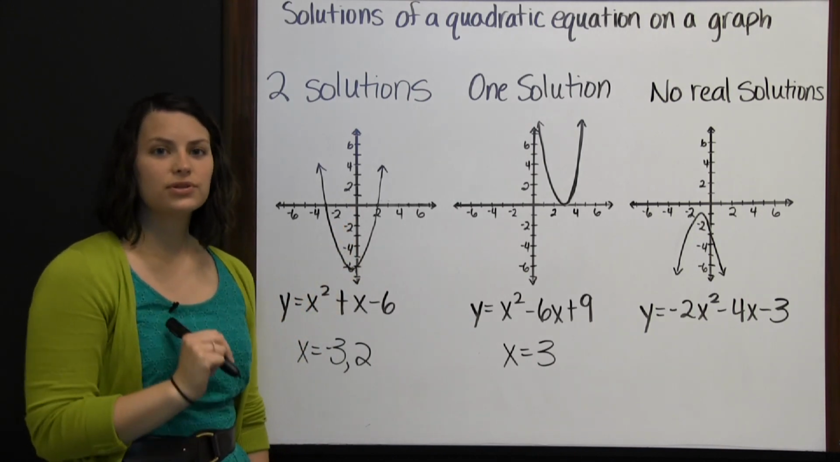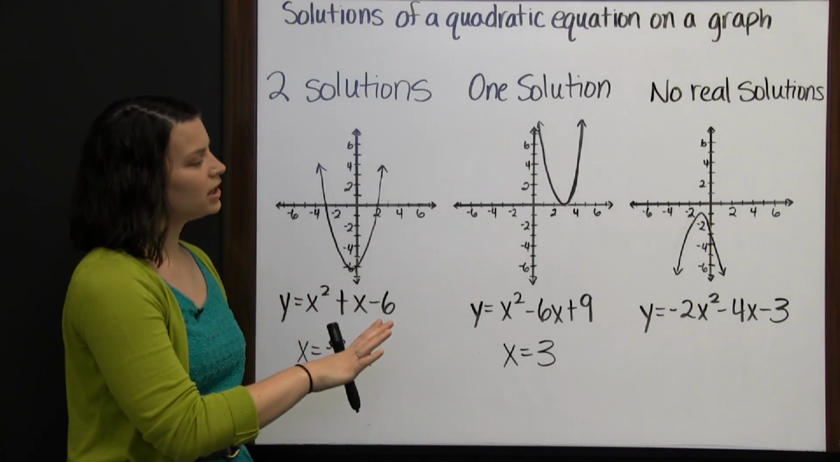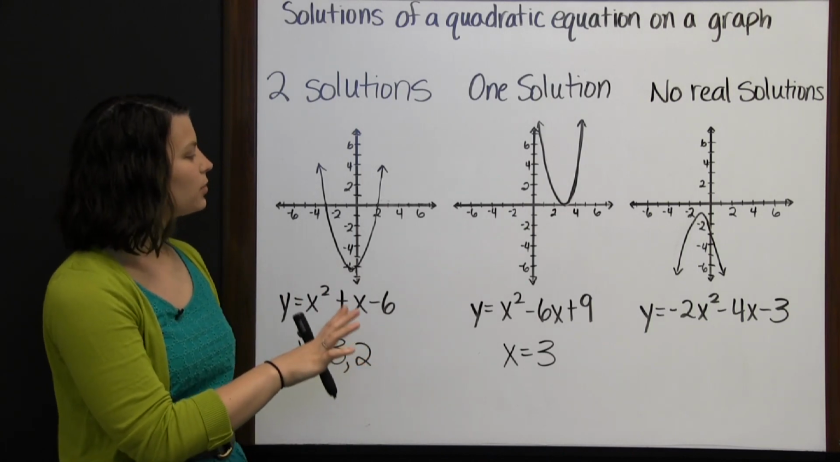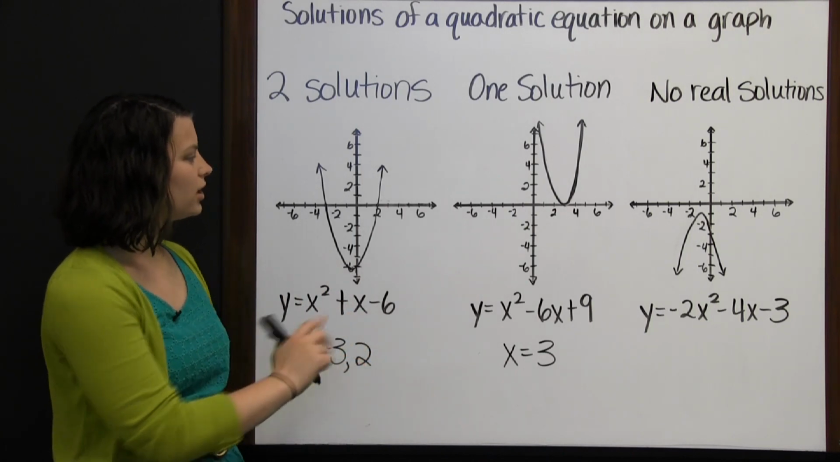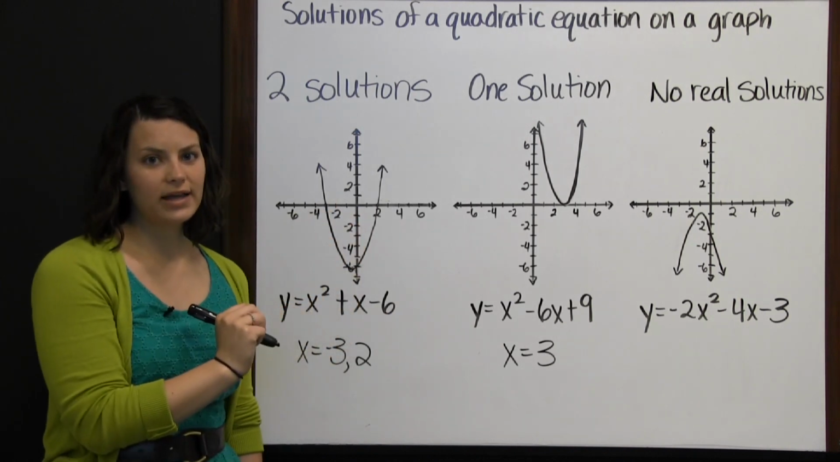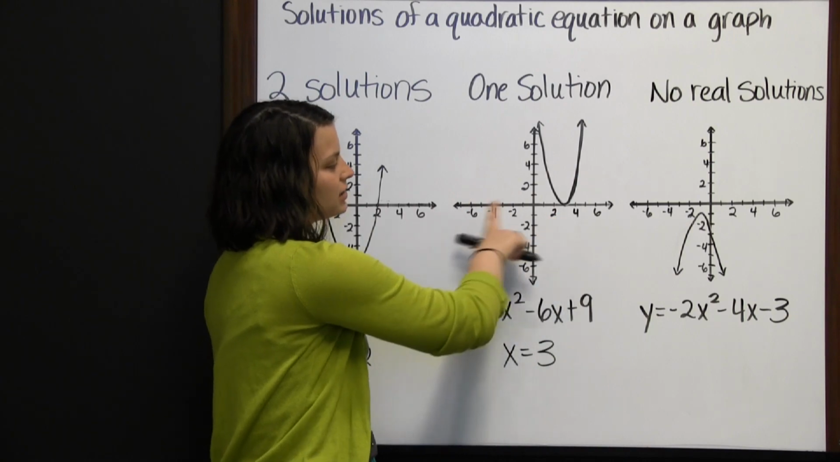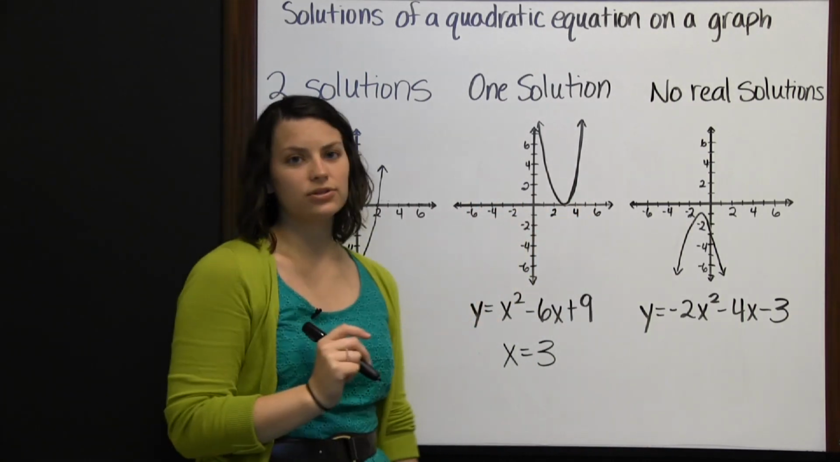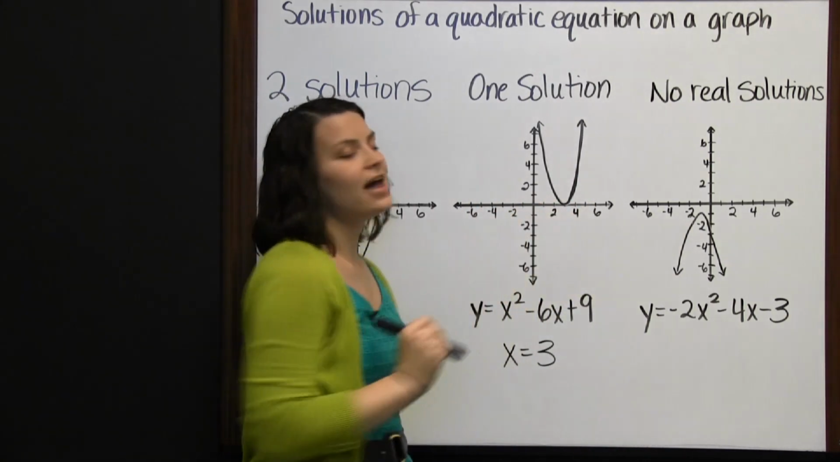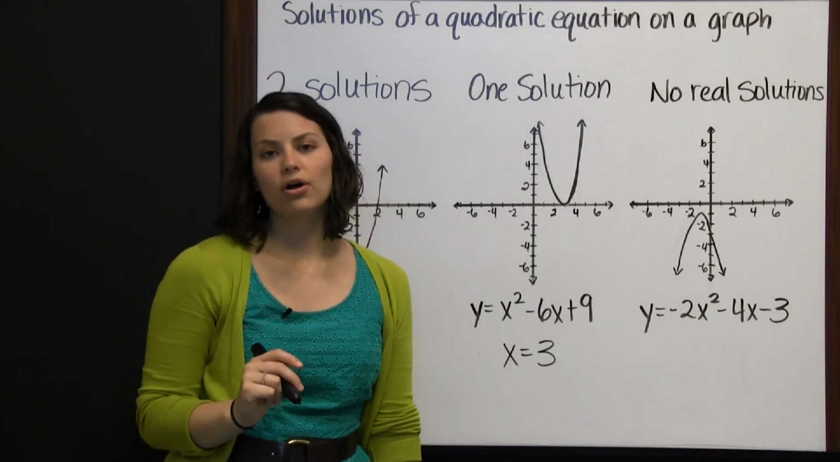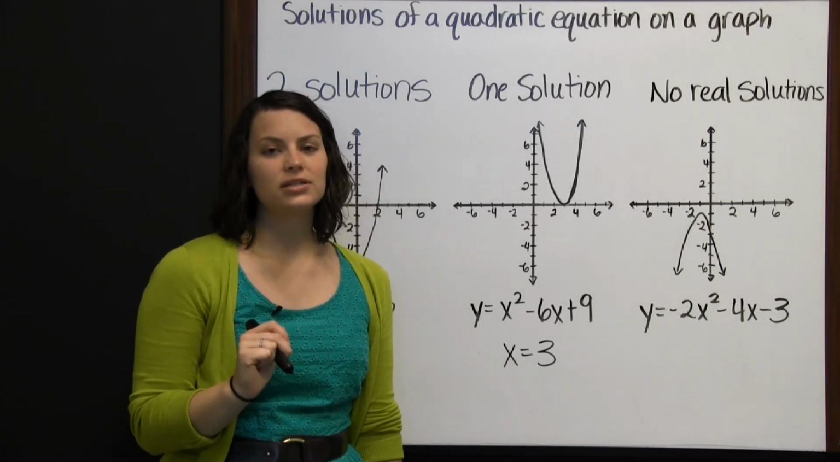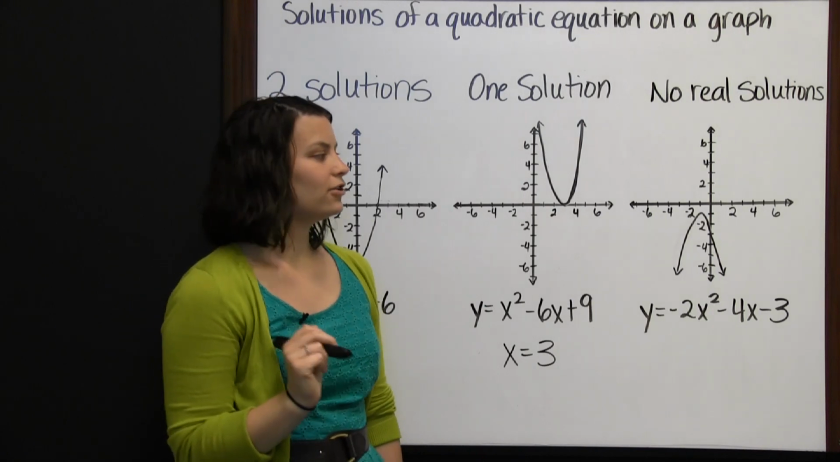And you can tell what those solutions are just by looking at the graph of the parabola for the quadratic equation. You can see if it crosses twice, and those would be your two solutions. If it only intersects your x-axis one time, that's your one solution. Or if it never touches the x-axis at all, that means that the solutions are complex and they are not real.